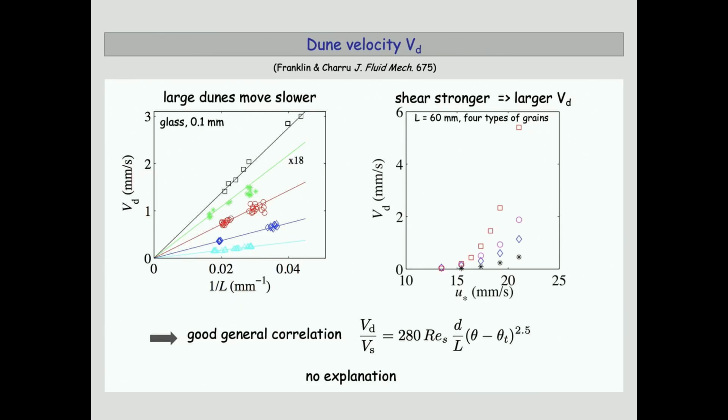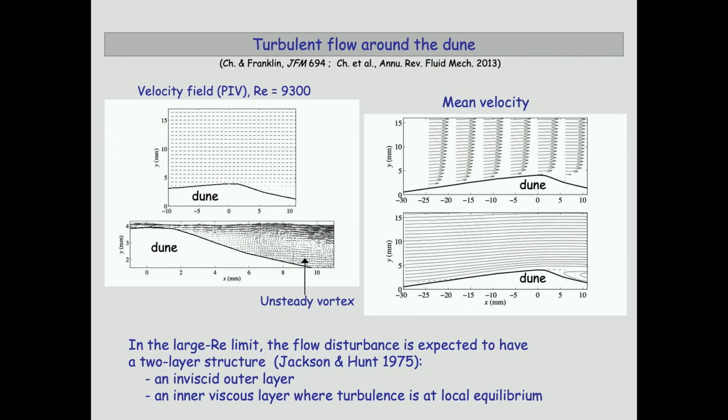So we measured the velocity of the dune, and we obtained a good general correlation, which is this one: the velocity of the dune is proportional, in particular, to the shear stress to the power 2.5. But we have no explanation for this empirical law.